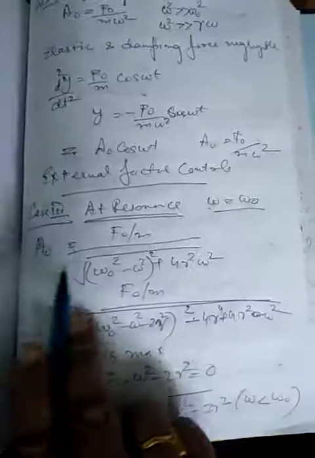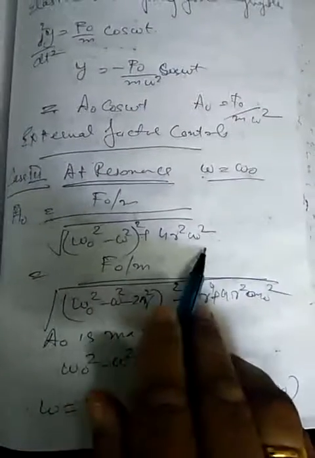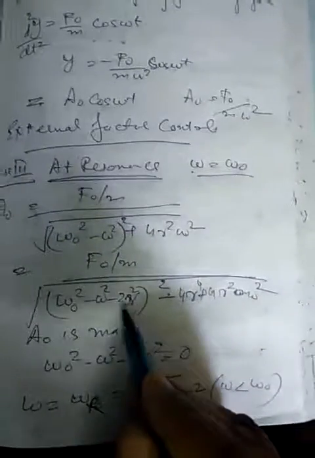So when omega is equal to omega naught, that means the forced frequency is equal to the natural frequency. So in that case, what will happen? The value of amplitude will be equal to f naught by m upon root of omega naught square minus omega square whole square plus 4 omega square gamma square. Now we can get it in the standard form. What is it?